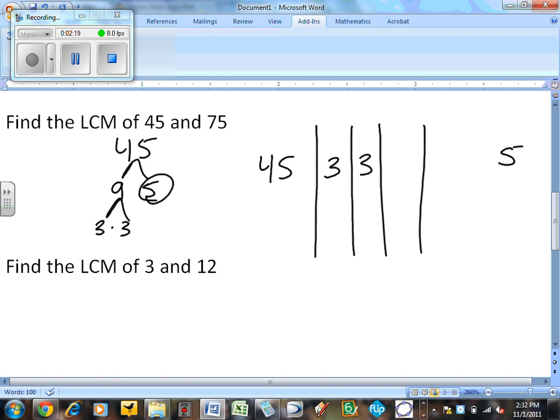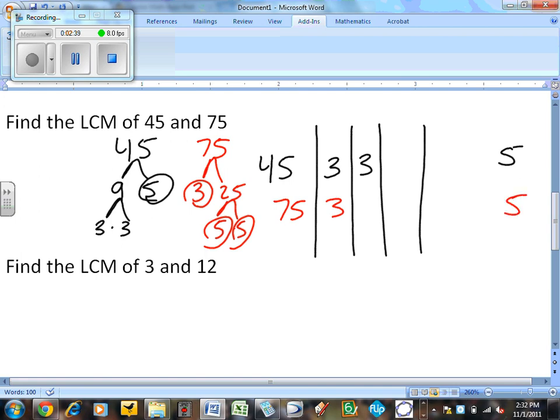I'm going to leave some space just in case there's more 3s in 75. 75, we can break that into, let's see, 3 times 25. And then 5 times 5. These are all prime numbers. So 75 can be written as 1 3 and then there's 2 5s. Looks like I need another column of 5s here. All right. Then we're going to take one number from each column to find the LCM. LCM, take one number from each column.